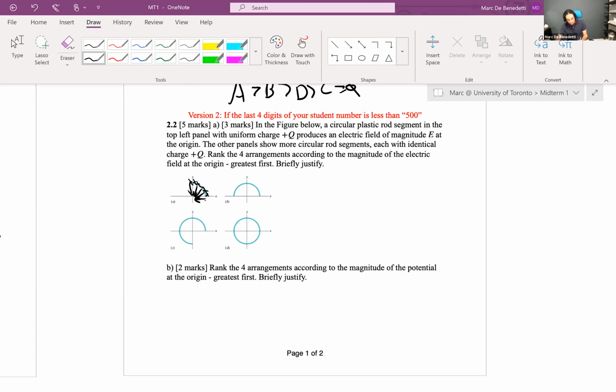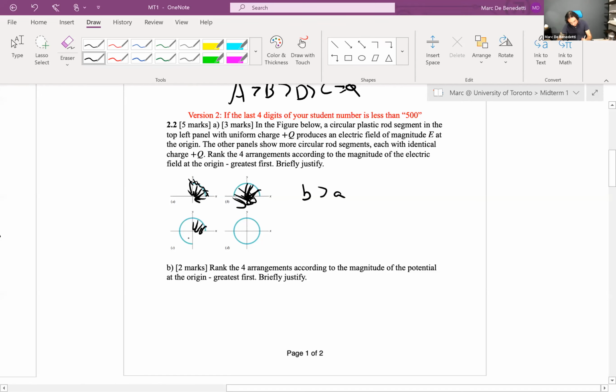So here, A is whatever A would be. B, we have things pointing down like this, but we also have things pointing on the other side. So there's a little bit of superposition there. So B is slightly larger than A. Now C, however, has E fields pointing this way, but it also has E fields.